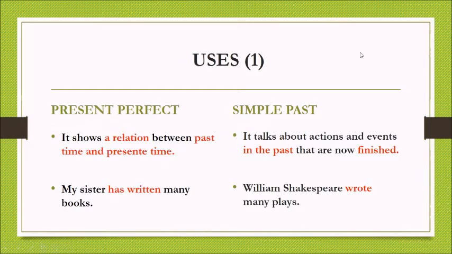Let's check some uses of these tenses. Present perfect is used to show a relation between past time and present time. For example, my sister has written many books. The simple past is used to talk about actions and events in the past that are now finished. William Shakespeare wrote many plays is an example for this.